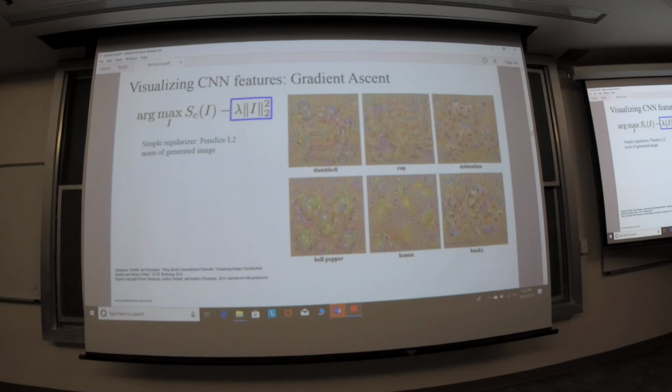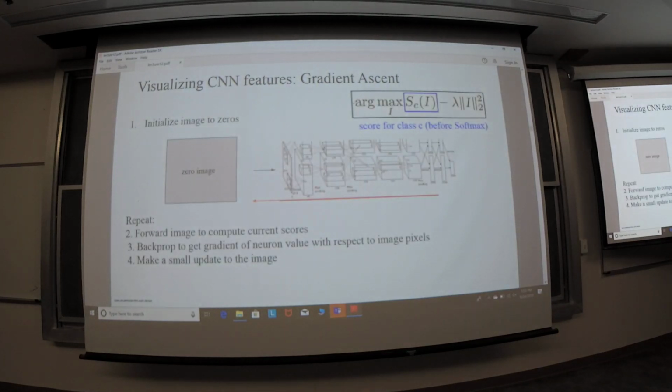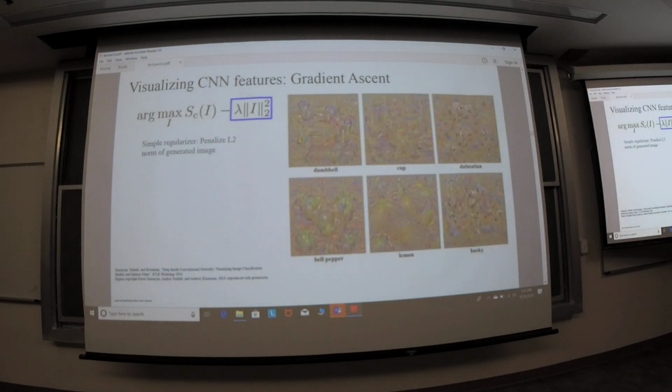Then followed by that, bell peppers. You remember we started with a zero image. We could also start with random noise. This is the output that's generated when we start with a zero image and apply this optimization technique. This image, to some extent, is interpretable.